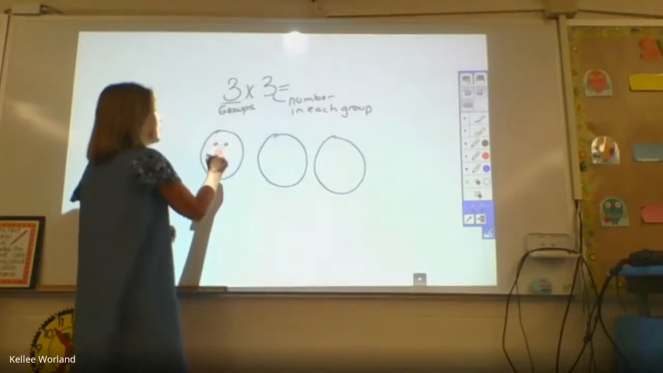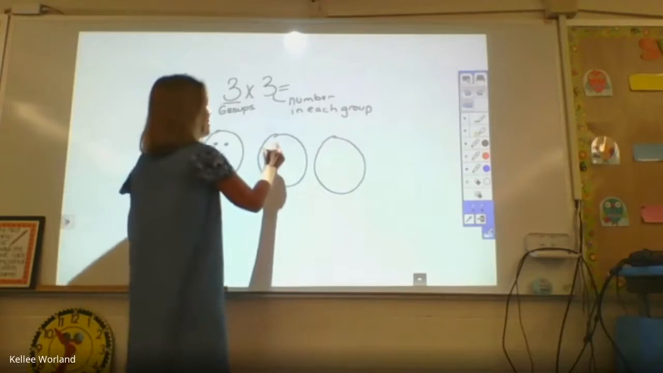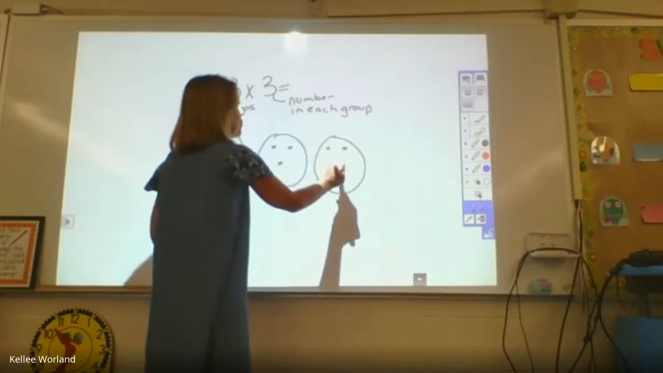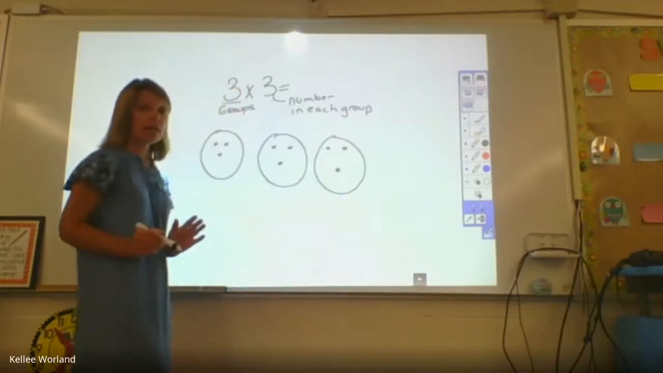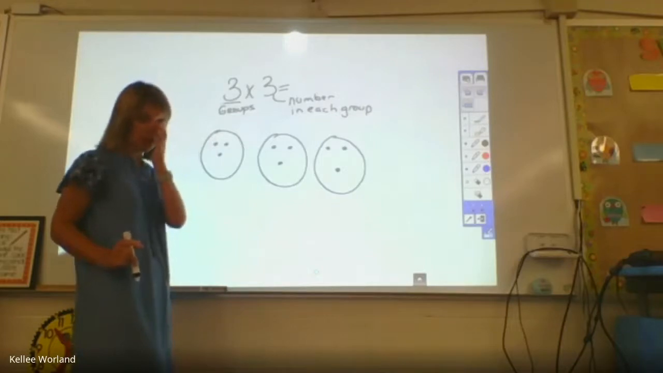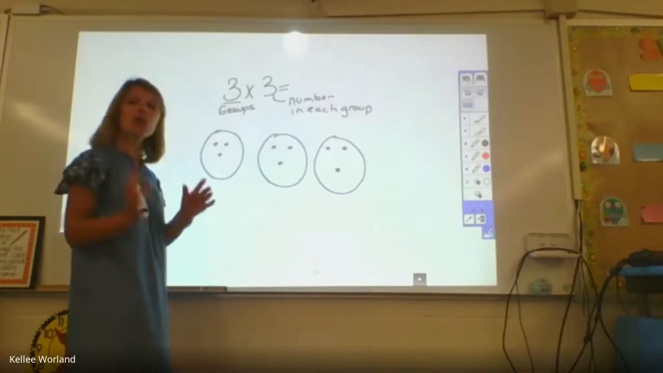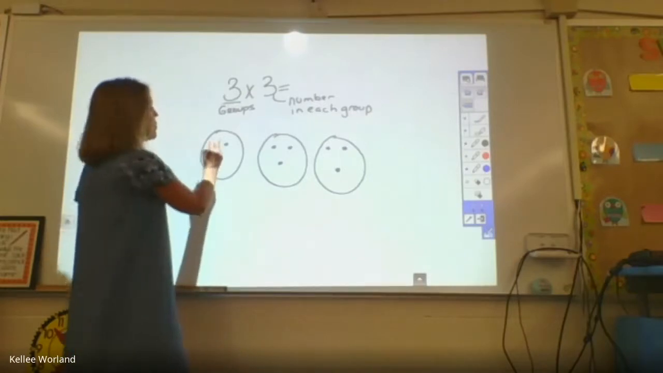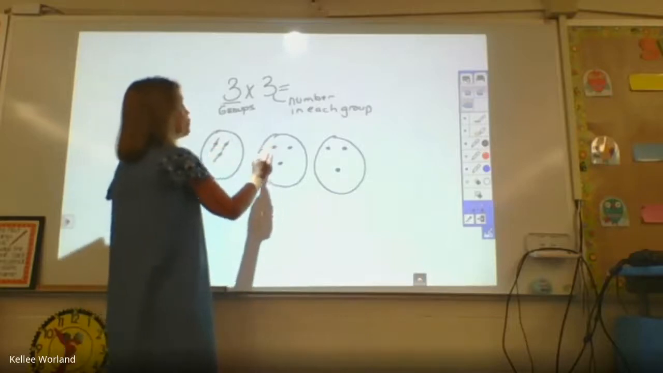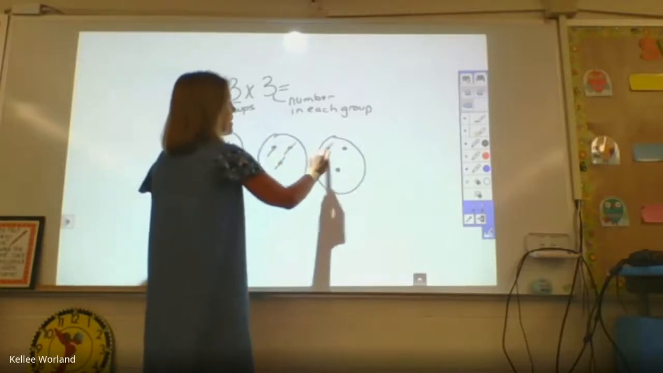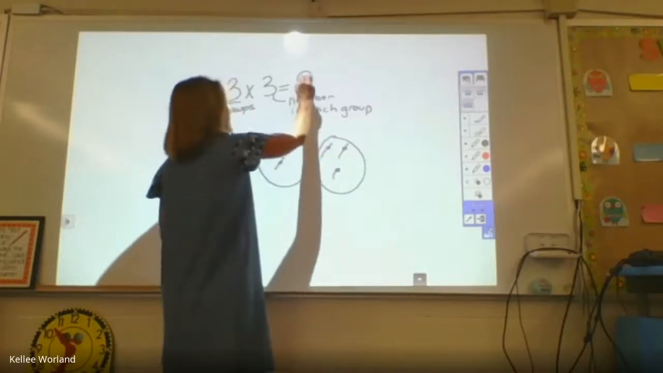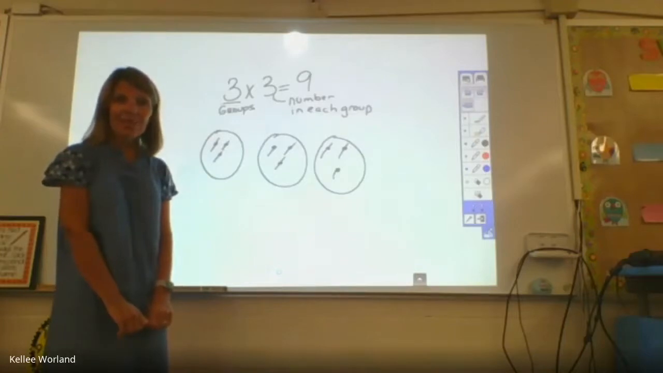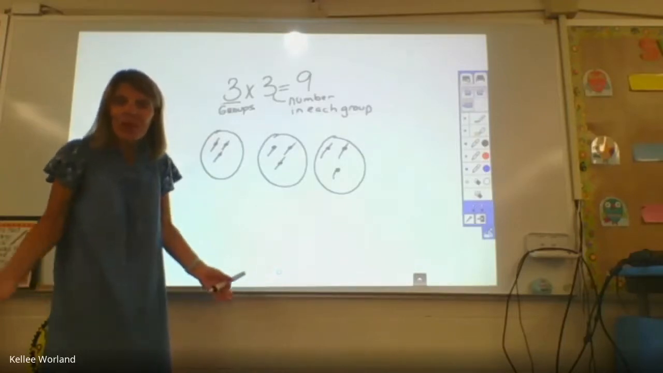So 1, 2, 3. Yeah, I know, it kind of looks like a face. 1, 2, 3. 1, 2, 3. Okay. We know how to count, right? Everybody knows how to count by ones. So this is what you do. Then you go back and count the number in each group. So we go 1, 2, 3, 4, 5, 6, 7, 8, 9. 3 times 3 is 9. Yeah, that's all there is to it.